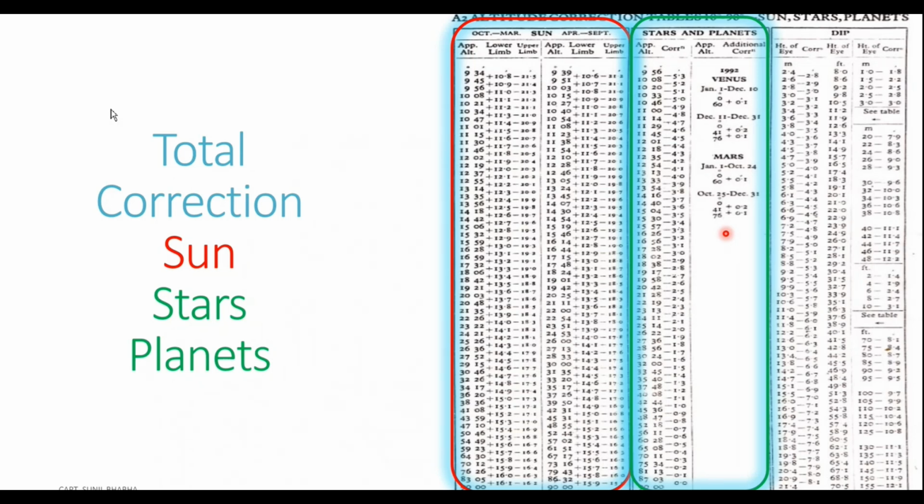These are not applicable to Jupiter and Saturn as they are far away, they do not show phases, and they do not have any parallax. They are not applicable to the stars either, because stars emit their own light, so they don't show any phases. And secondly, stars are so far away that parallax for stars is nil. So this was the total correction for the sun, for the stars, and for the planets.